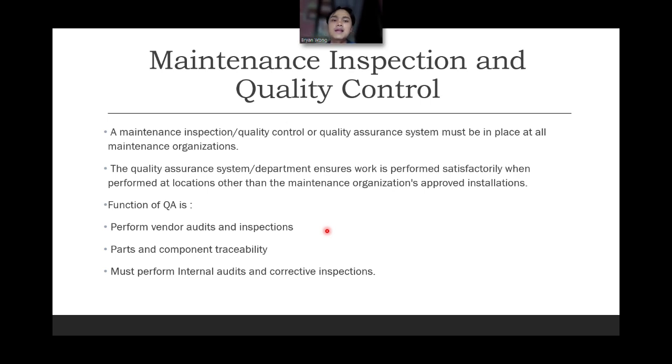Next, maintenance, inspection, and quality control. Now we are going to jump into maintenance, inspection, and quality control. A maintenance inspection or quality assurance system must be in place at all maintenance organizations. The quality assurance department ensures work is performed satisfactorily when performed at locations other than the maintenance organization's approved installation. This is the function of quality assurance.